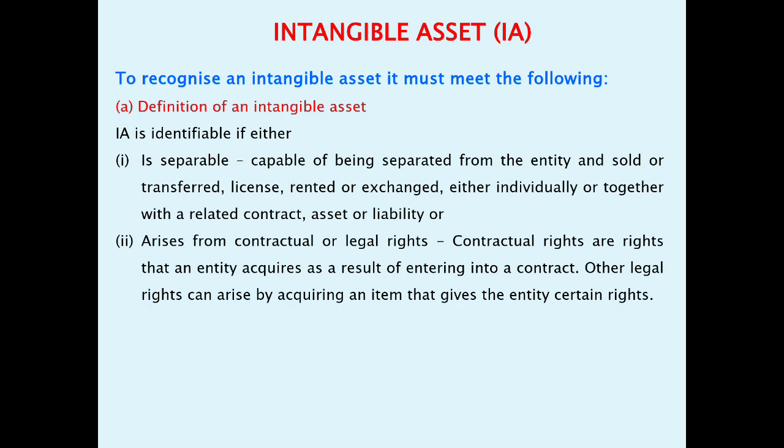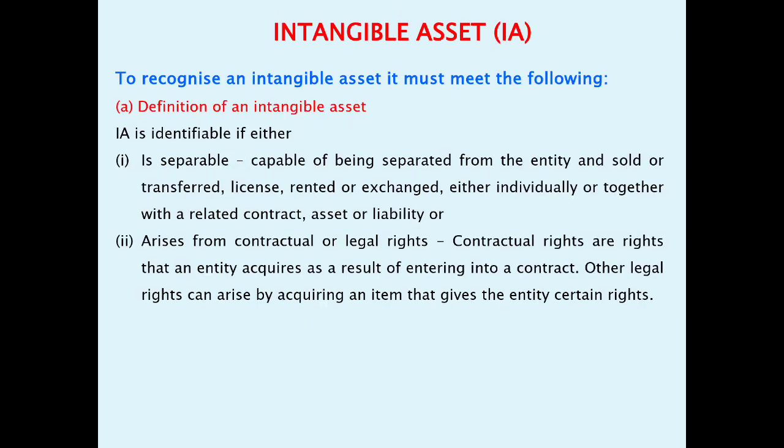But let's go further and see if it meets the second definition, just for fun. It arises from contractual or legal rights. Did I buy aura? Did somebody give me legal rights to have aura? No. You get aura just like that, with the click of a finger. That person just gets aura, you never get it from buying it, and never from somebody transferring it to you. So it's not this one, not this one. That's why aura cannot be treated as an intangible asset.